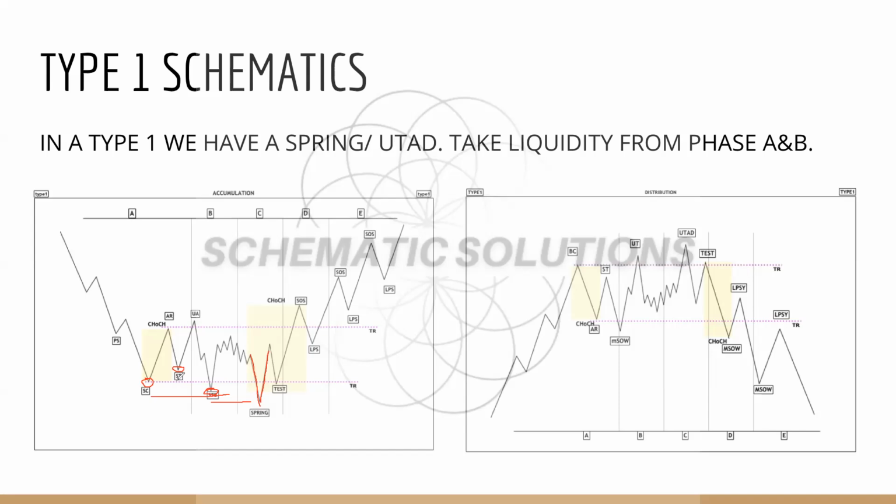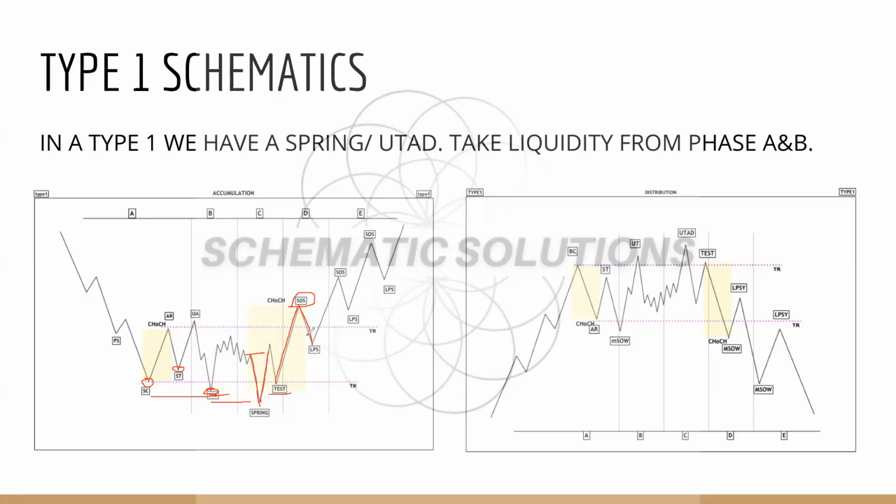They're taking out buyers, enticing sellers, and taking out sellers. And once we get that break of structure, that's our confirmation for our entry. And we enter off of the test of the spring. And we look up to get a sign of strength.